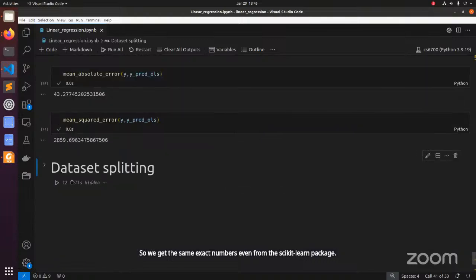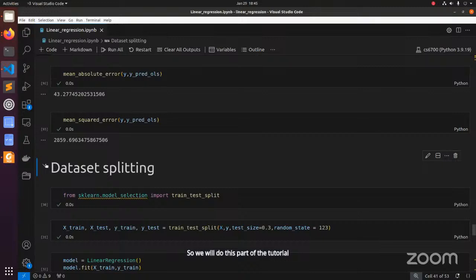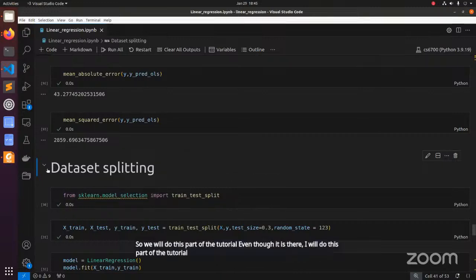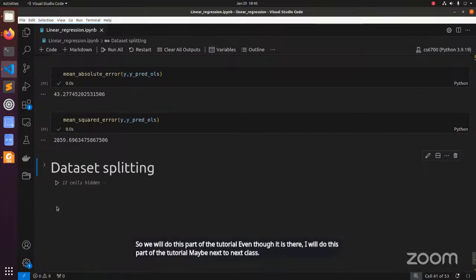Okay, now the data splitting. We will not be covering data splitting because I have not yet covered the data splitting part. I will do this part of the tutorial maybe next class. So I will not be covering this now, but I will be covering it in the next class.